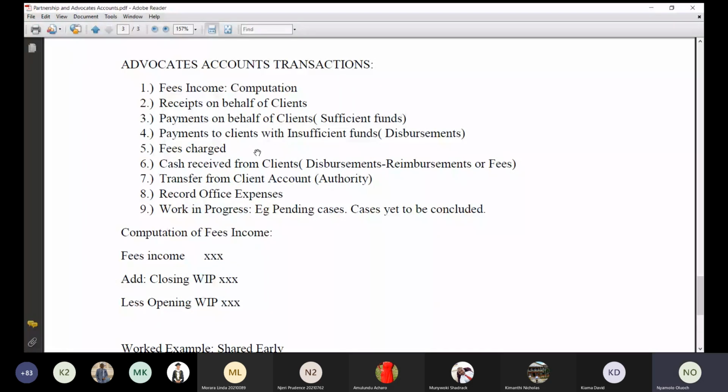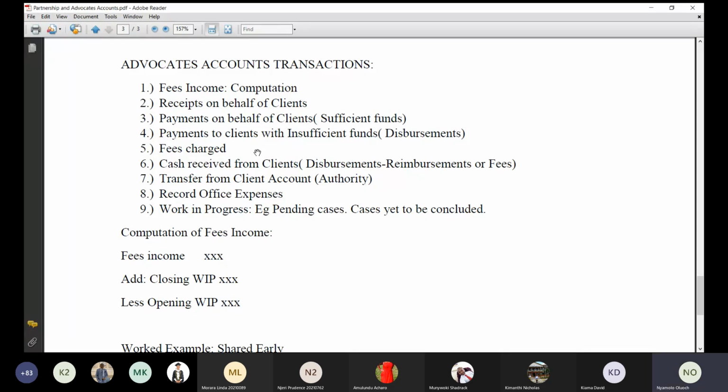You will also see that a client authorized you to transfer. Remember that from your professional ethics, you are not supposed to intermeddle with that client's account. But if a client tells you to transfer 600 from their account, it can be 600 from their account to pay for your fees or to purchase for them a building.